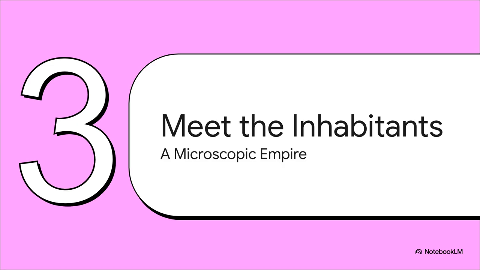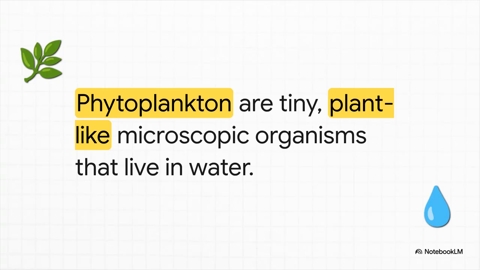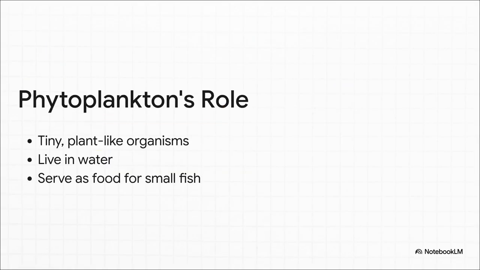I mean, there are literally millions of different kinds out there, but let's start with 3 of the most famous ones. First up, phytoplankton. The easiest way to think about these guys is like they're the tiny floating plants of the sea. So yeah, they're these tiny, plant-like organisms that live in the water. Oceans, lakes, you name it. But here's the deal. They have a huge job. They're basically lunch for small fish. And if they disappeared, well, a lot of ocean animals would go hungry. So yeah, they're a pretty big deal.